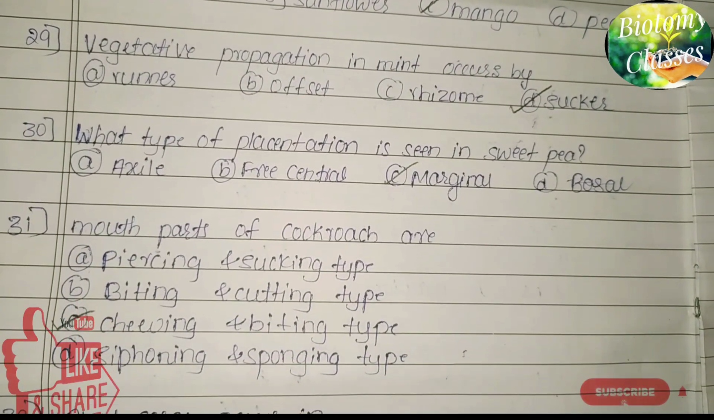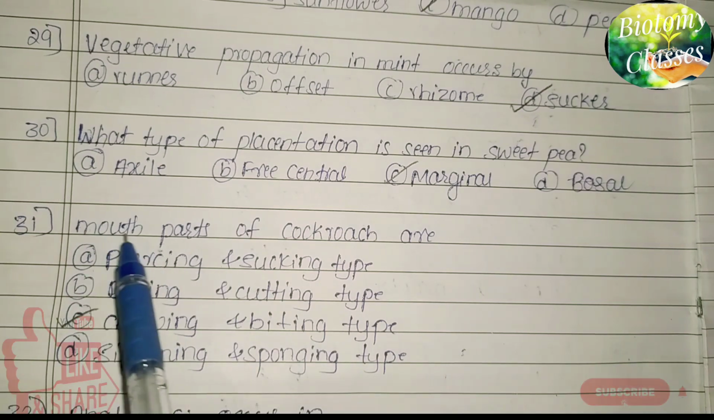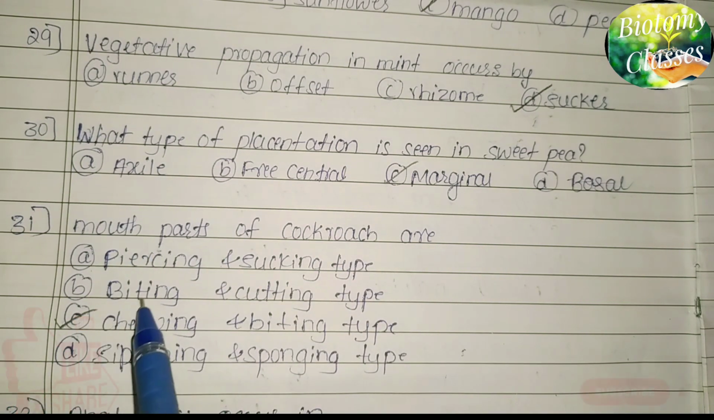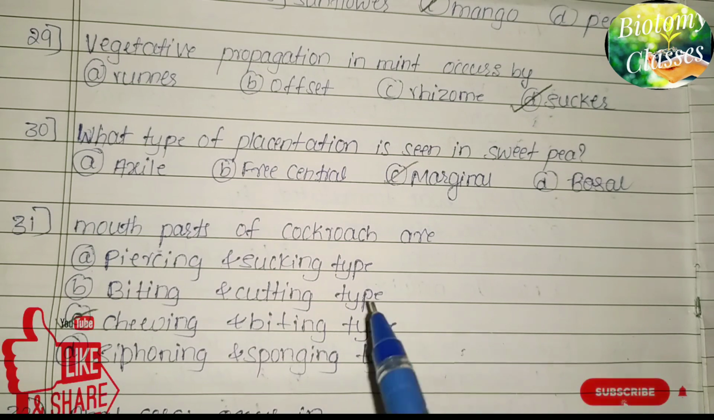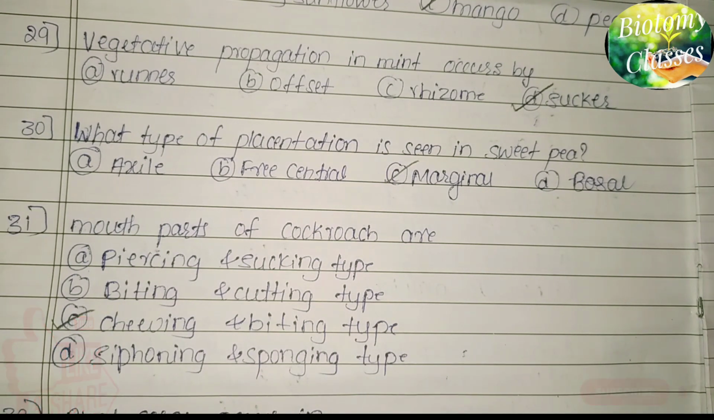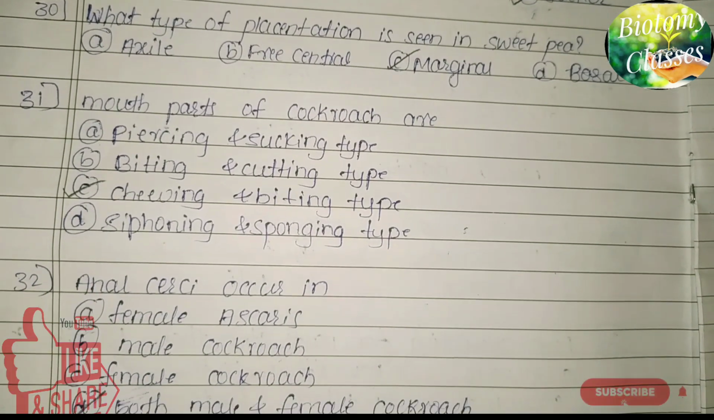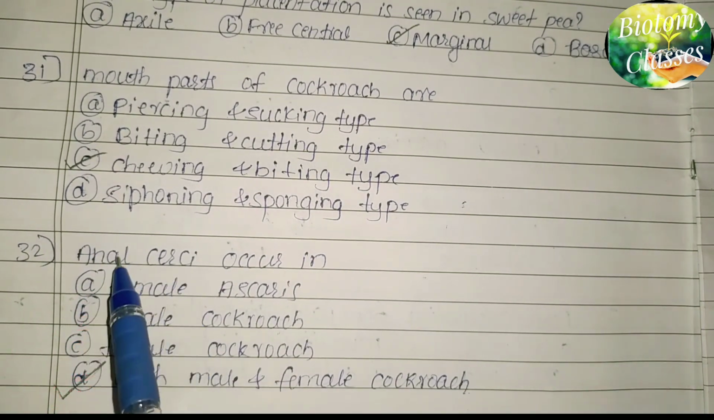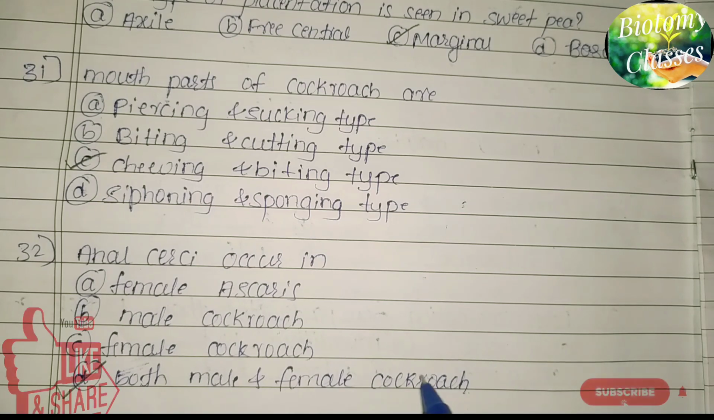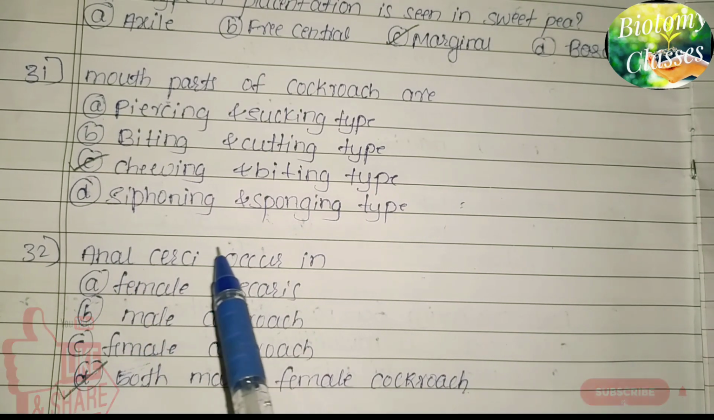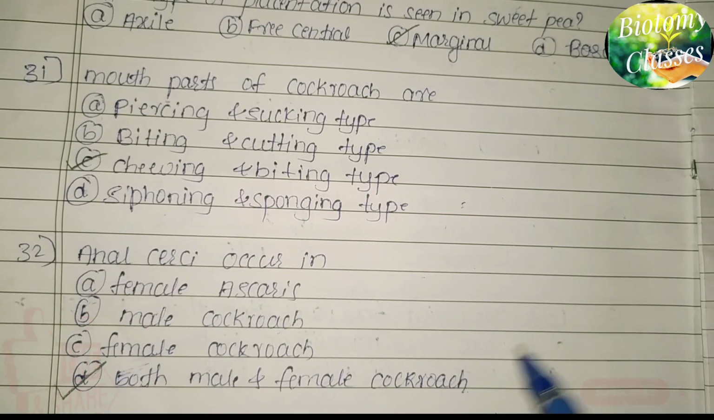Mouth parts of cockroach are used for chewing and biting of the food molecules. Anal cerci occurs in both the male and female cockroaches.